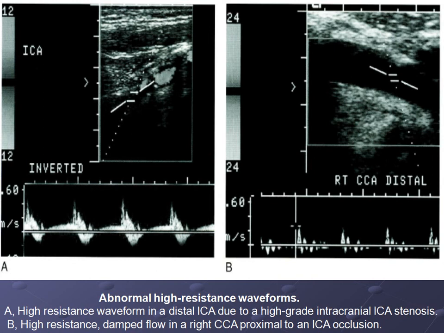Like the example here, you can see the right CCA causing a high resistance flow pattern. Also here, you can see a high resistance flow pattern. Why is that? Because there is intracranial narrowing, even reversing the flow. That's what we call tandem lesions. We don't see them, but we expect them.